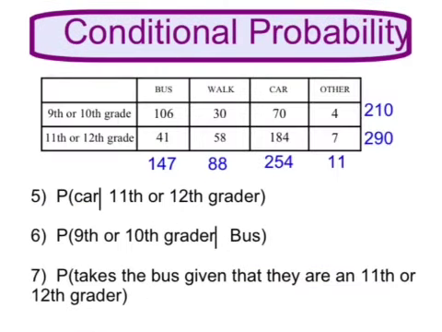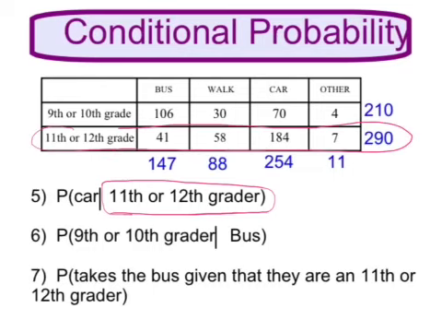For example, number 5 says, find the probability that I will select a student who drives a car given that they are an 11th or 12th grader. So I'm going to come up to my table, and it must be an 11th or 12th grade student. I'm going to circle that row. Sometimes it's a row, sometimes it's a column. Whatever follows that vertical line is who I am concerned with. Out of my 290, the total 11th and 12th graders, I want to know who drives a car. There happen to be 184 students who drive a car, so my probability is 184 out of 290.